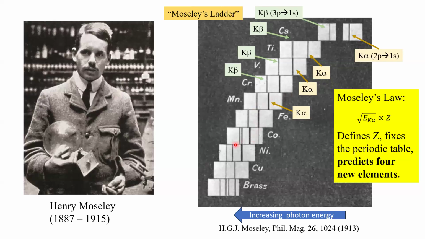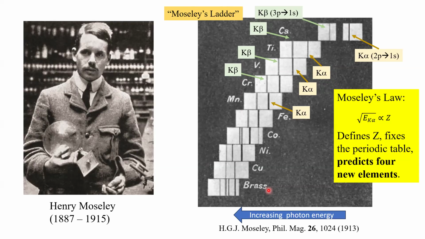Here you can see there's some nickel impurity in the cobalt. Here's brass, which is copper and zinc. And it all works. And what he noticed is that the square root of the energy of K alpha goes as an integer. And that integer in the Bohr model turns out to be the atomic number, the number of positive charges in the nucleus. So this fixes the periodic table and in fact found 4 gaps.